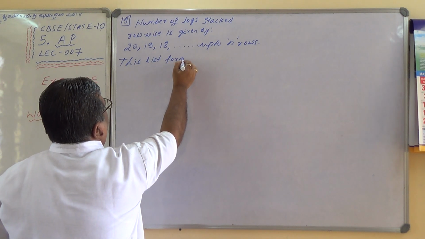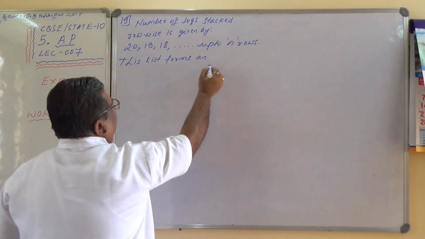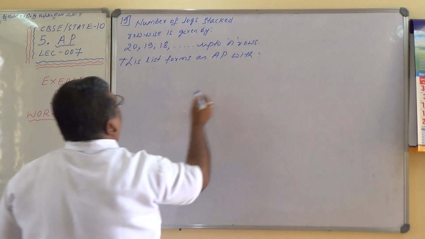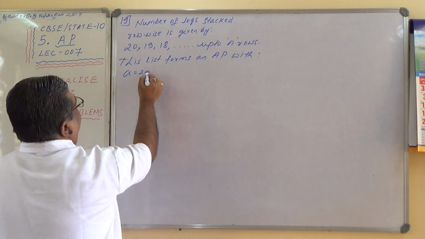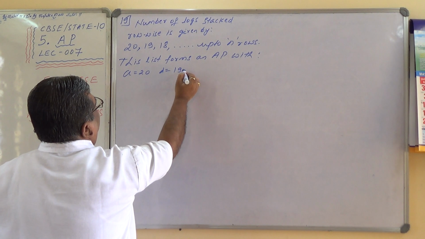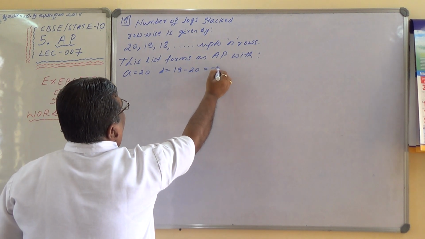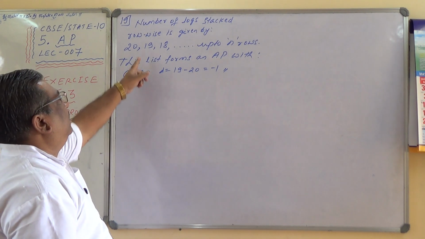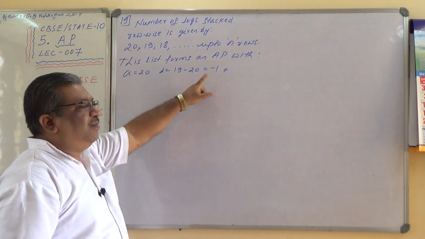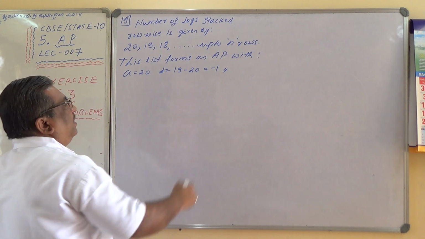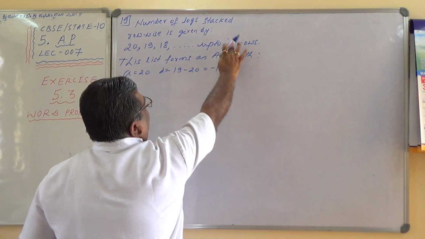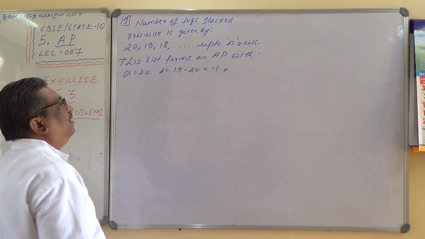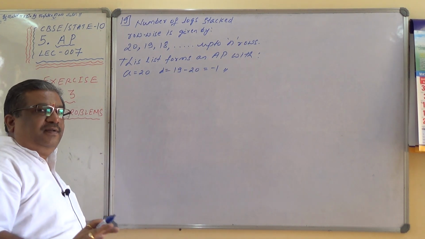forms an AP with a equals 20, d equals 19 minus 20, which is minus 1. Please remember, the common difference is not plus 1 here, 19 minus 20, which is minus 1. And n we do not know, we have to find the total number of rows here, isn't it? But we know one piece of information, the total number of logs is 200, isn't it?